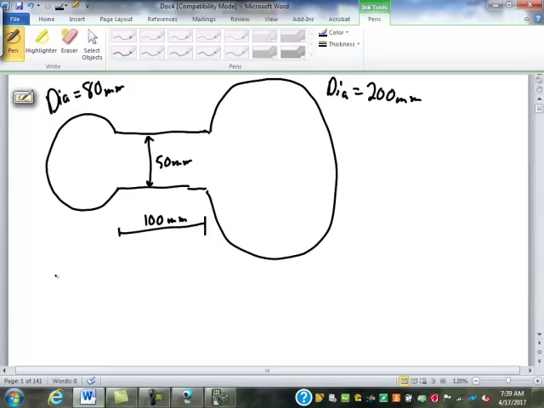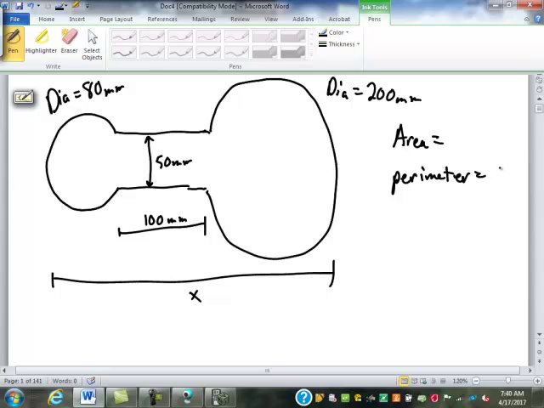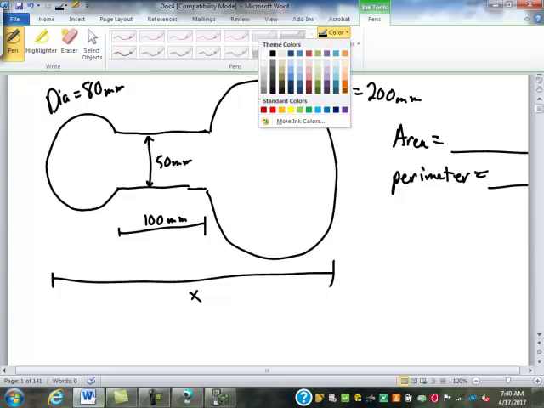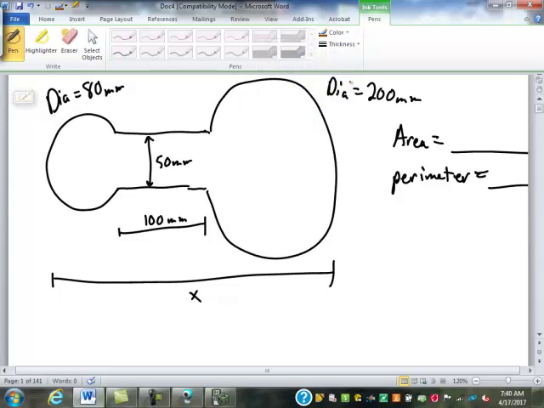So here's what I want to find. I want to find this distance x. I want to find the area. I want to find the perimeter. And I want you to tell me how to divide this puppy up.